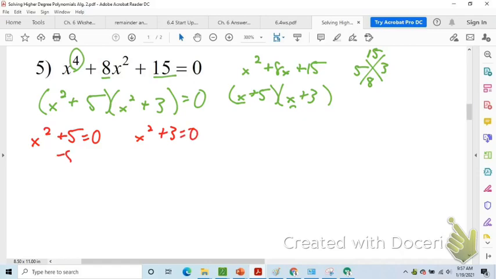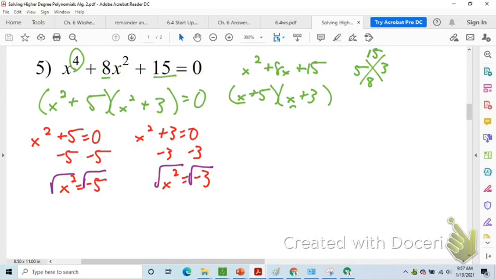And I get, let's see here, subtract. x squared equals negative 5. And x squared equals negative 3. Now here's a problem, ladies and gentlemen. We have to square root both sides. And when we do this, we can't take the square root of negative numbers, so we're going to come up with imaginary numbers, or we're going to have to use i. So x is equal to plus or minus, and you have to remember the plus or minus.